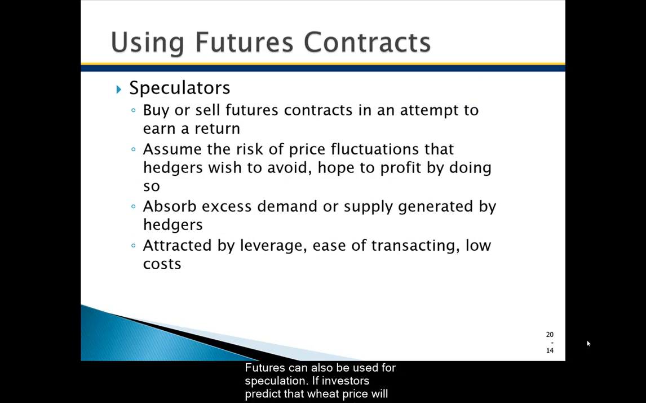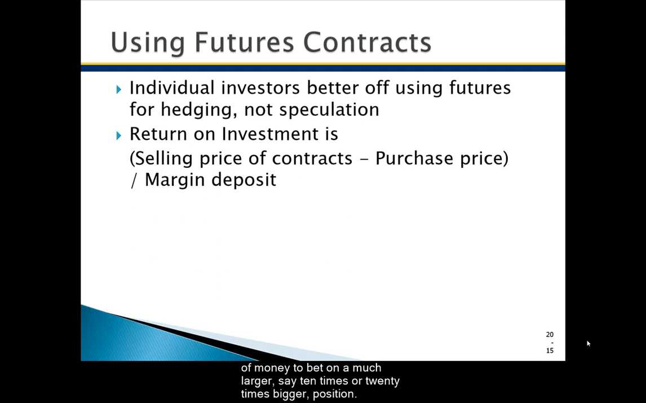Futures can also be used for speculation. If investors predict that the wheat price will increase in the future, they can take a long position in the contract. An investor who predicts wheat price decline should take a short position. Futures contracts provide leverage for speculators so that speculators can use a small amount of money to bet on a much larger, say 10 times or even 20 times bigger, position. As a cautionary note, using futures contracts for speculation is extremely risky due to its high leverage.